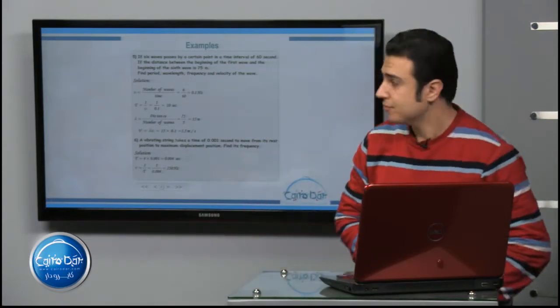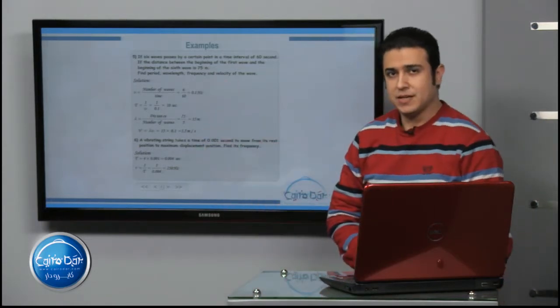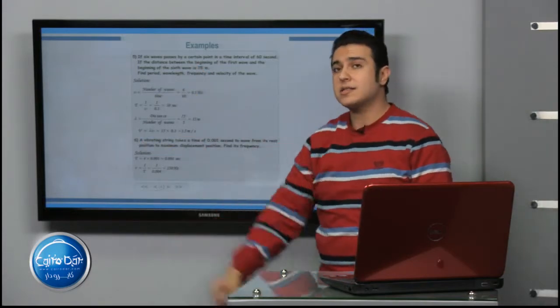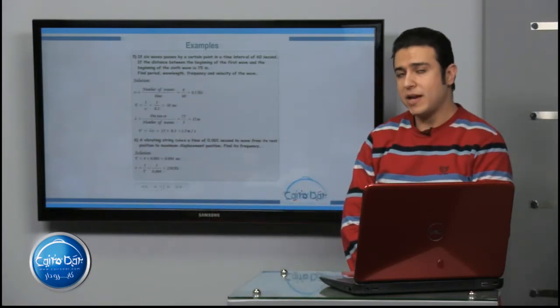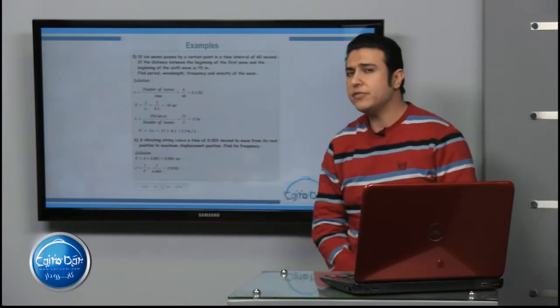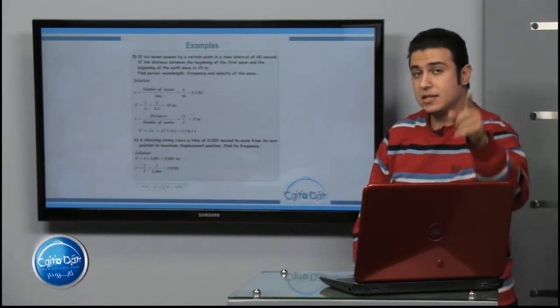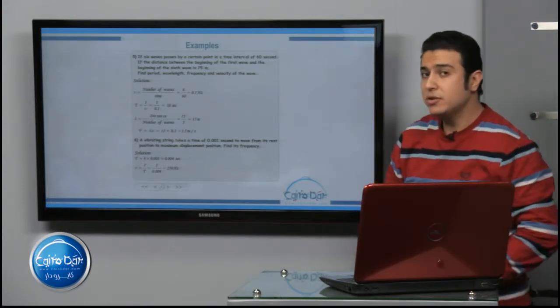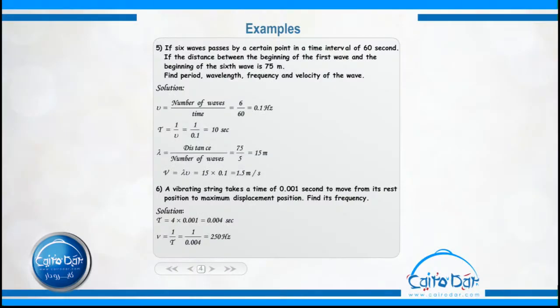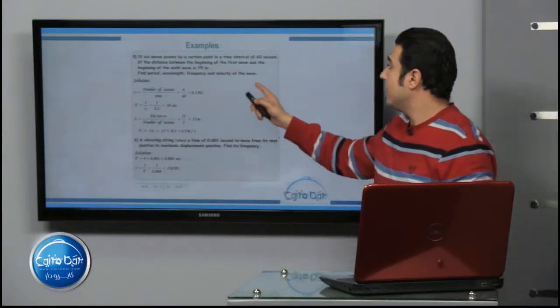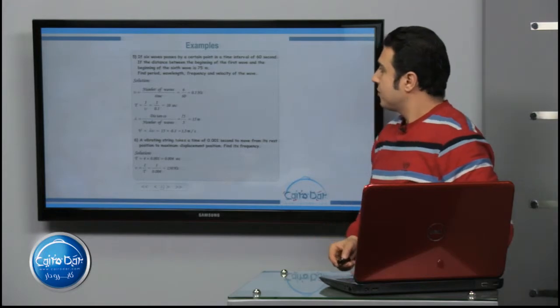Pay attention. Here in this example, if you have 6 waves that pass by a certain point in a time interval of 60 seconds, and the distance between the beginning of the first wave and the beginning of the 6th wave is 75 meters, find the period or periodic time, the wavelength, the frequency, and the wave velocity. So let's start.